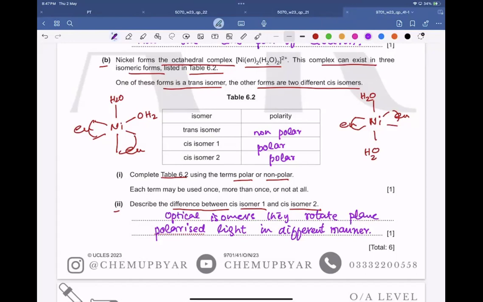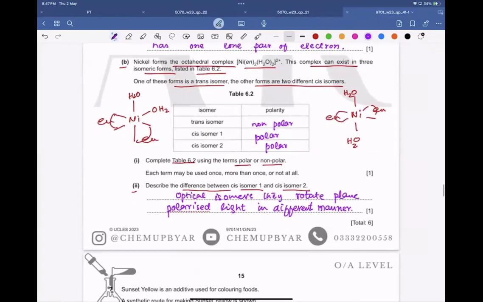Okay. So we are left with three questions, and tomorrow we are going to complete this paper. And then on Saturday, inshallah, we are going to start the February-March 2024 paper.